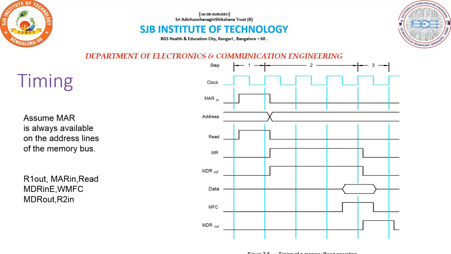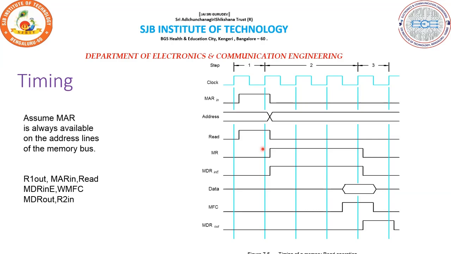So here MAR is loaded. Here you are able to see that this signal causes the bus interface circuit to send the read command, that is the memory read command, on the bus. So with this arrangement we have combined actions 1 and 2. That is, the content of R1 is loaded into the MAR and the read operation is started on the memory bus. So in this case, we are combining steps 1 and 2.